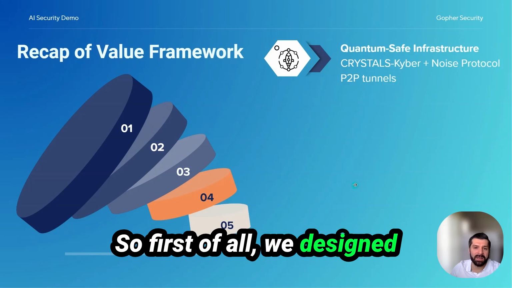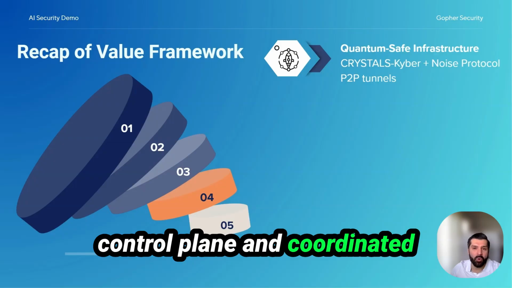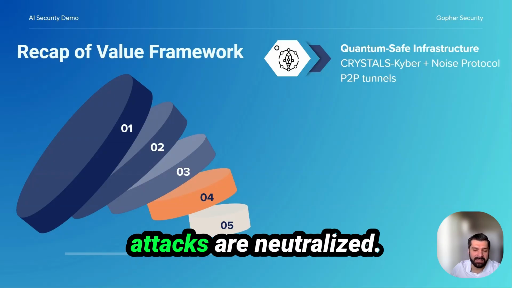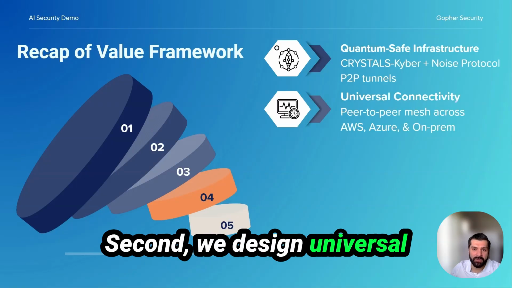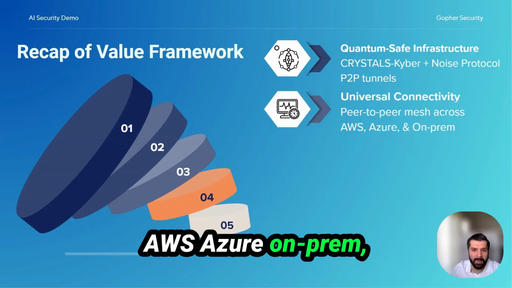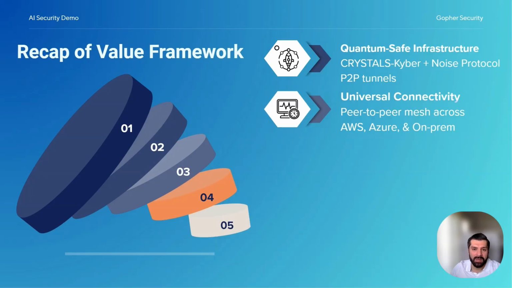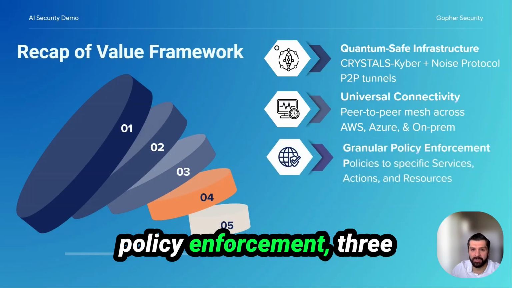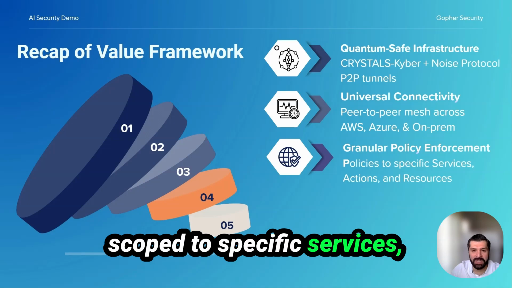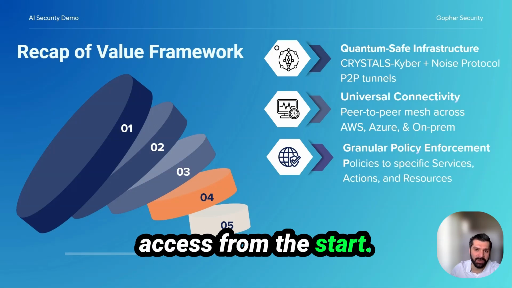So first of all, we designed quantum safe control traffic for all communication between your Kubernetes control plane and coordinated nodes, which are post-quantum encrypted, where harvest now, decrypt later attacks are neutralized. Second, we designed universal connectivity for our AI infrastructure, spanning AWS, Azure, on-prem, and any combination of the three. Peer-to-peer mesh networking, all done in one click. Third, we designed granular policy enforcement, three distinct policies, a read-only, operator, and admin, each scoped to specific services, actions, and resources, and attach specific users with least privilege access from the start.